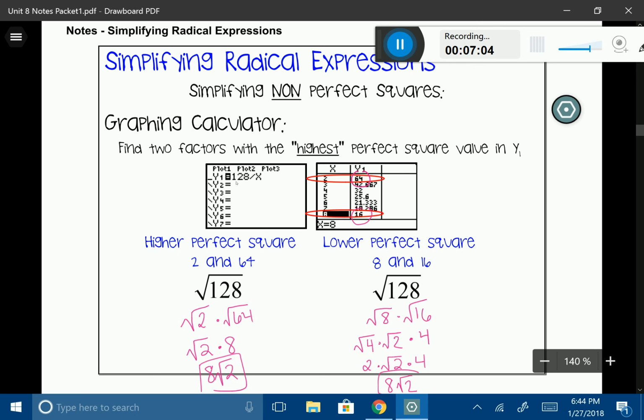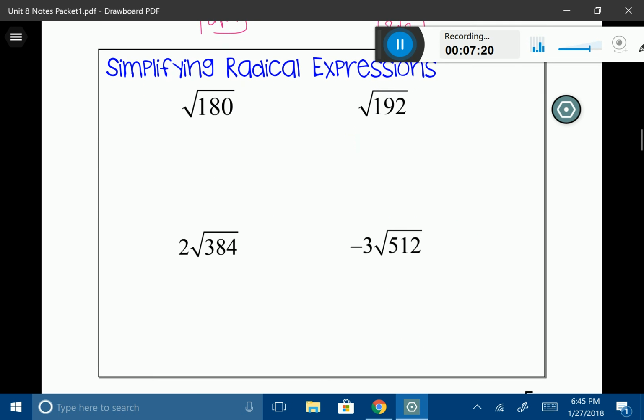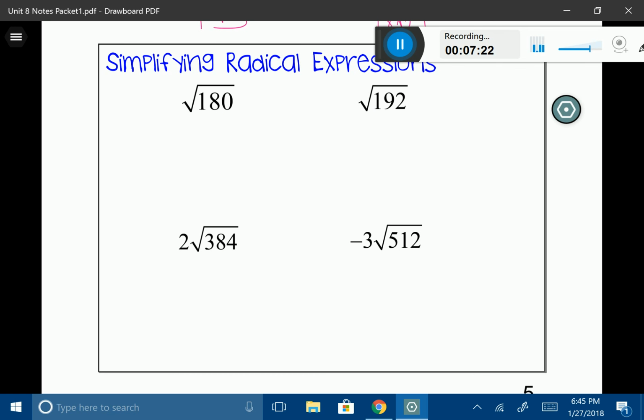Obviously, I'm going to get the same answer, but you can see that when I found the higher perfect square number, I got to the answer a little bit faster. So in your calculators, you really want to try to find the highest perfect square value in order to get to that answer faster. All right, let's try a couple examples. Let's try 180.